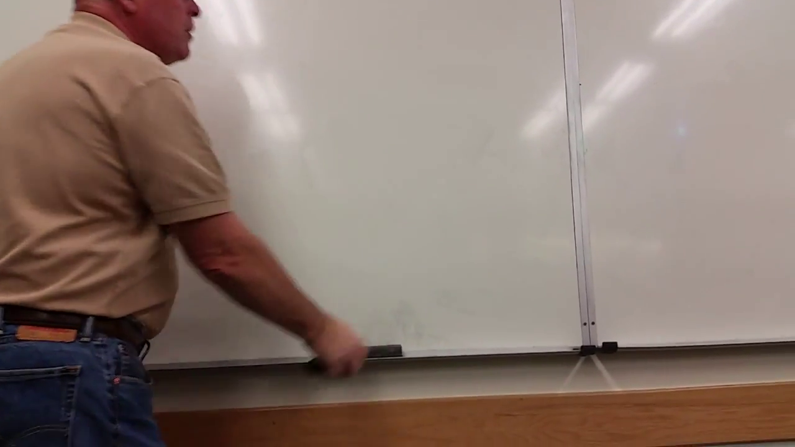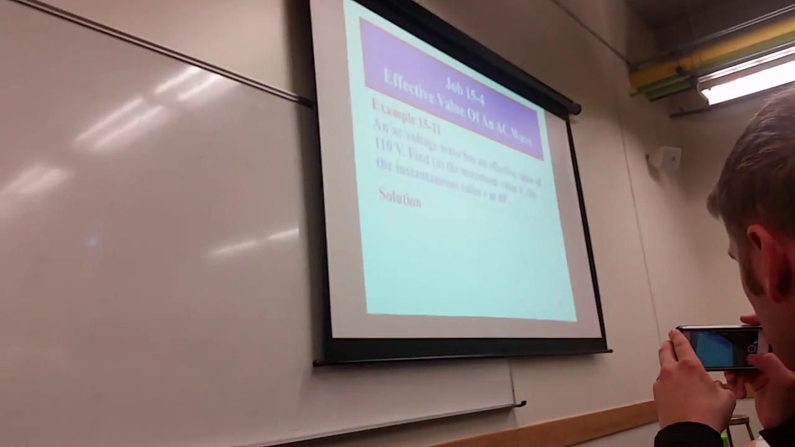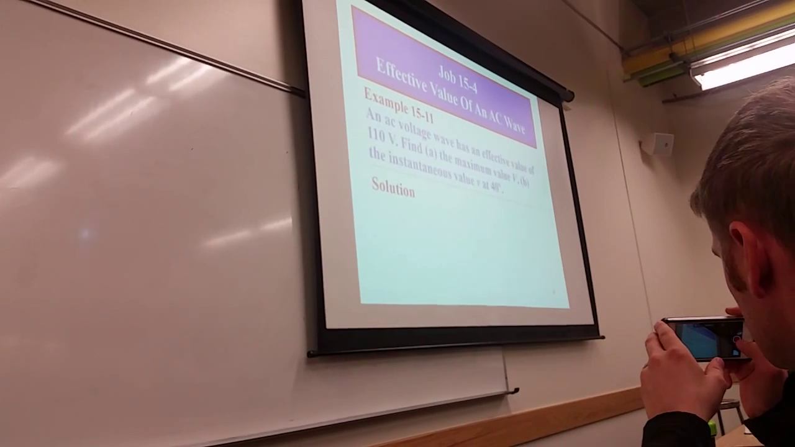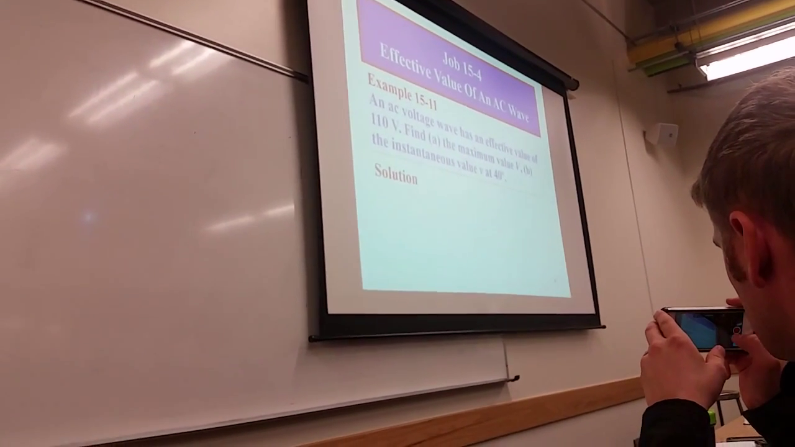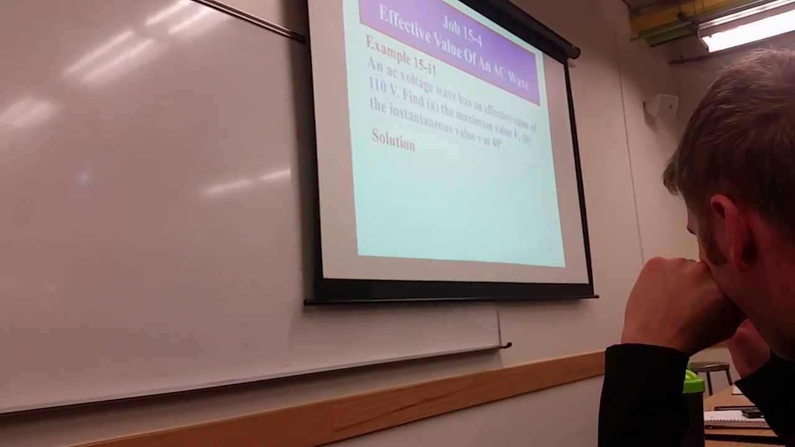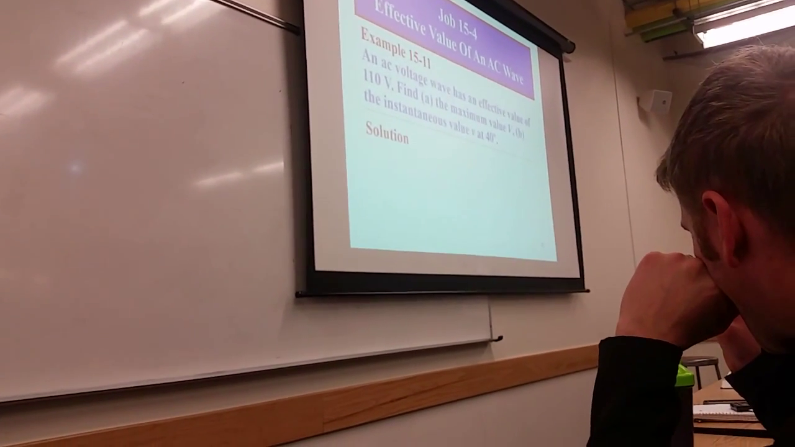So let's look at this. An AC wave has an effective value of 110 volts. Well, you can answer this one like we just did. 55.5. Okay, and the instantaneous value at 40 is what?